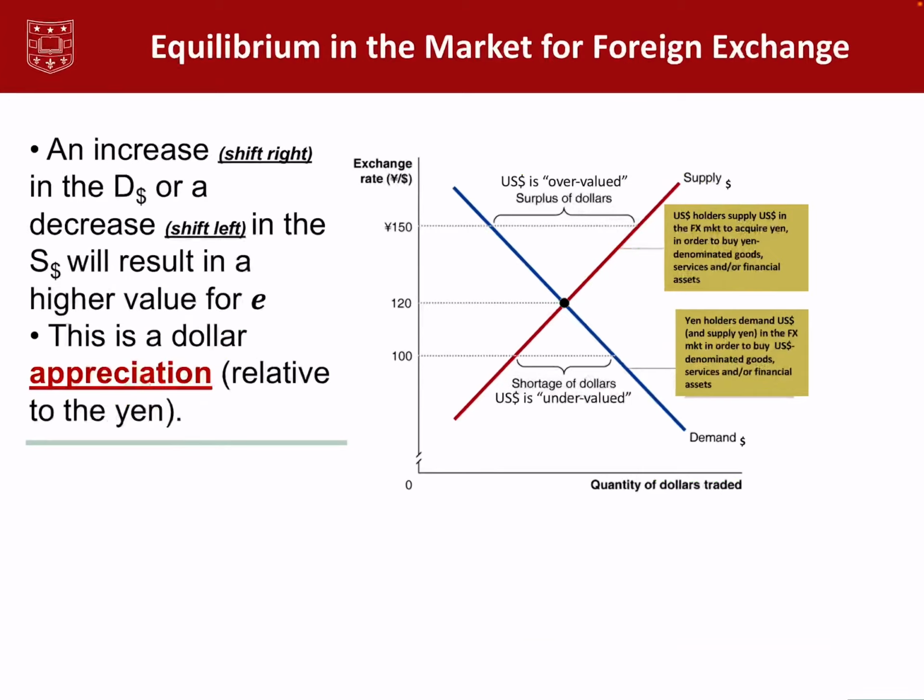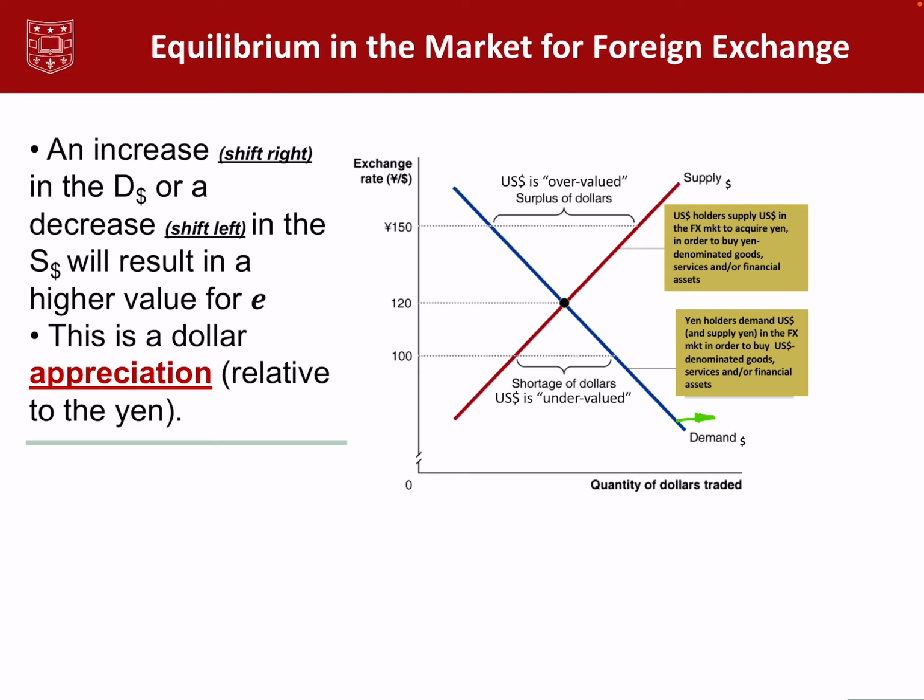If we were to see an increase in the demand for dollars, it's exactly the same kind of thing. If the demand for dollars were to shift out to the right in this direction, you would see that there would be a higher equilibrium exchange rate. Similarly, if the supply of dollars were to shift to the left, then there would also be a higher equilibrium exchange rate. And then conversely, a decrease in the demand for dollars or an increase in the supply of dollars, or both, would cause the nominal exchange rate to fall.